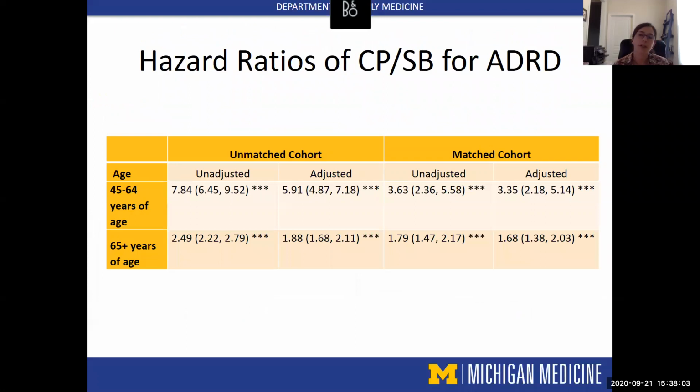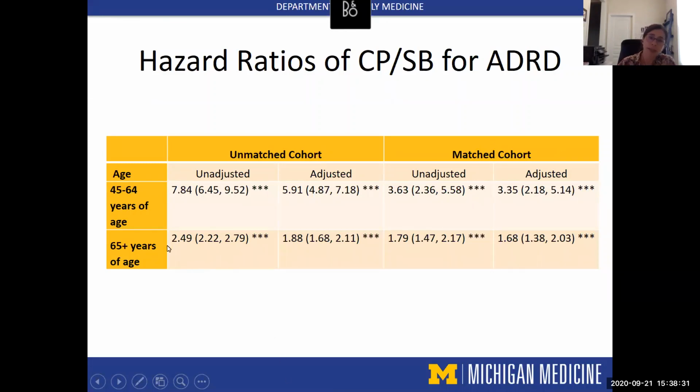And this is our final result. This table represents the hazard ratio. These are the results of our Cox regression model. I'm going to focus on two columns, the very left, unadjusted and unmatched, and then the last column, which shows the hazard ratio for the adjusted matched cohort.